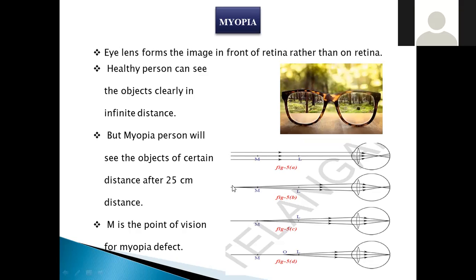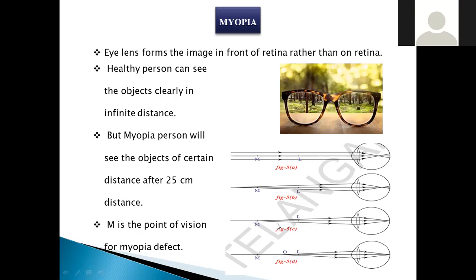In the second case, the image is placed somewhat nearer, but not on the exact point where visibility is there. From infinite distance to some closer distance we drag the object, but still it is not possible to visualize that image on the retina. In the third condition, the object is kept at the point called M.